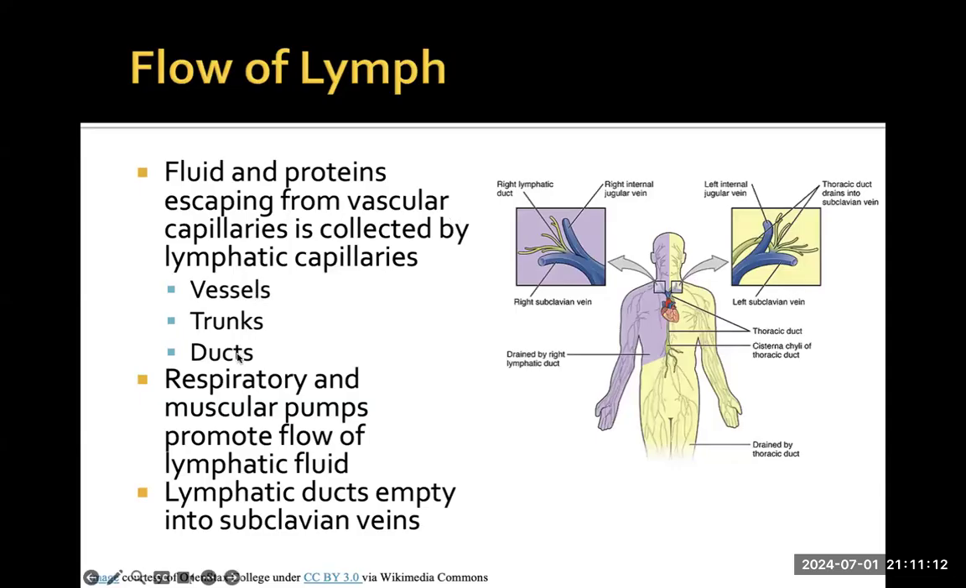and then taken to vessels, trunks, and ducts. And these are capillaries to vessels, vessels to trunks, and trunks to ducts. Basically, you get bigger and bigger as you go along. The respiratory and muscular pumps are going to promote flow of the lymphatic fluid, and then the lymphatic ducts are going to empty into the subclavian veins, like you can see here or here.